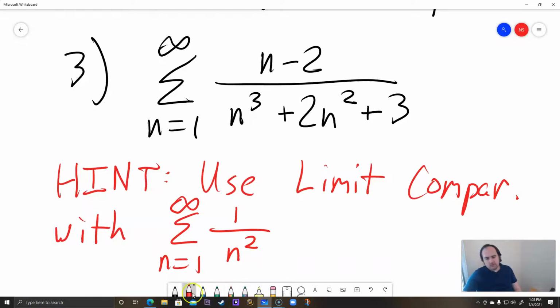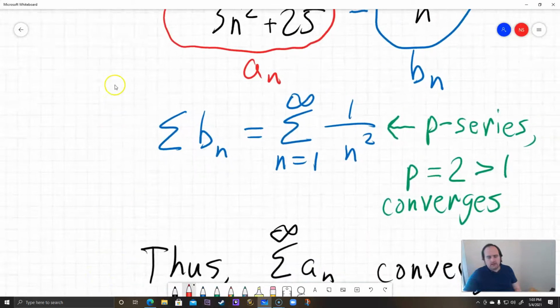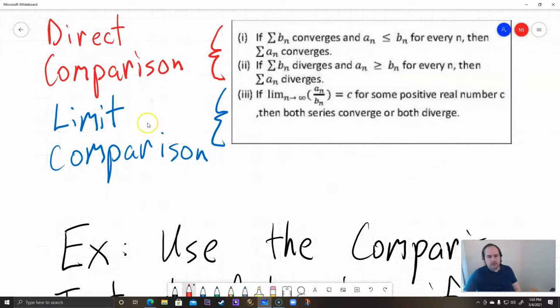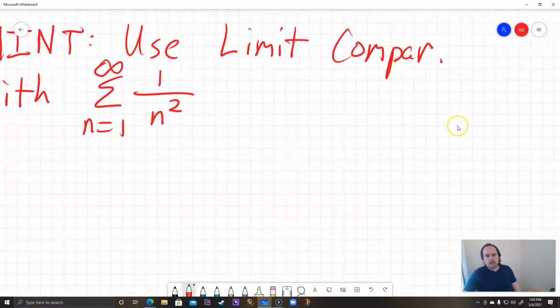Okay, so what was the limit comparison? Well, if I scroll all the way back up here, that was actually the third case. So in blue here, the limit comparison says, if the limit as n goes to infinity of an over bn equals c for some positive real number c, then both series converge or both series diverge. So if one of them converges, the other one converges. If one of them diverges, the other one diverges, as long as the limit of their ratio equals c. Okay, so let's see how we can use that here.